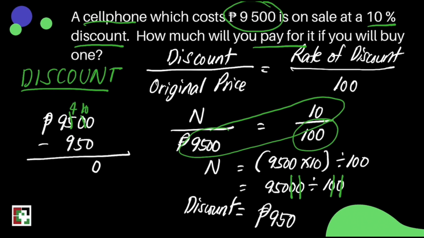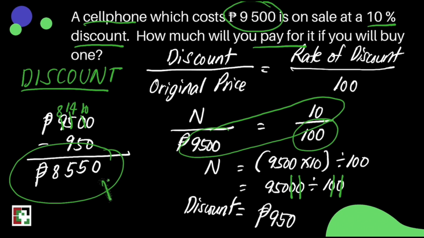We will just subtract it from our original price to get the amount of money that we will pay at the cashier if we will avail the sale. We will pay 8,550 pesos for that cell phone.